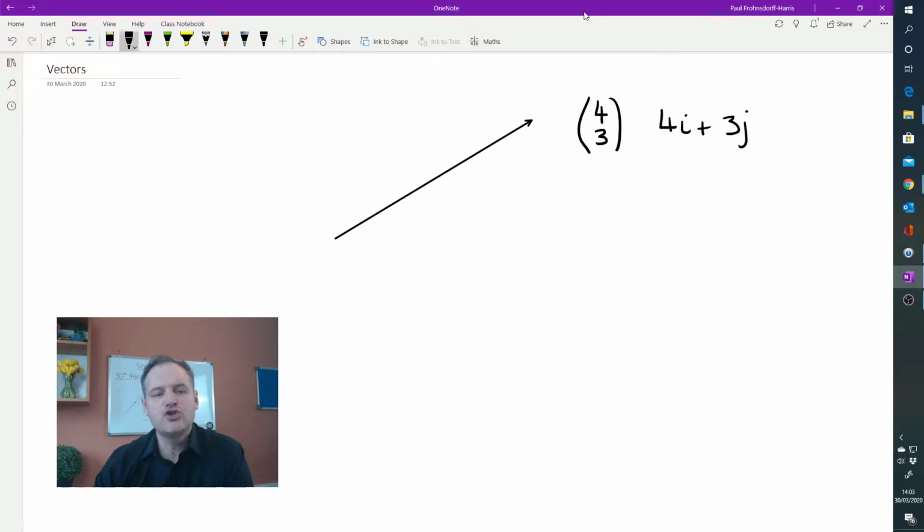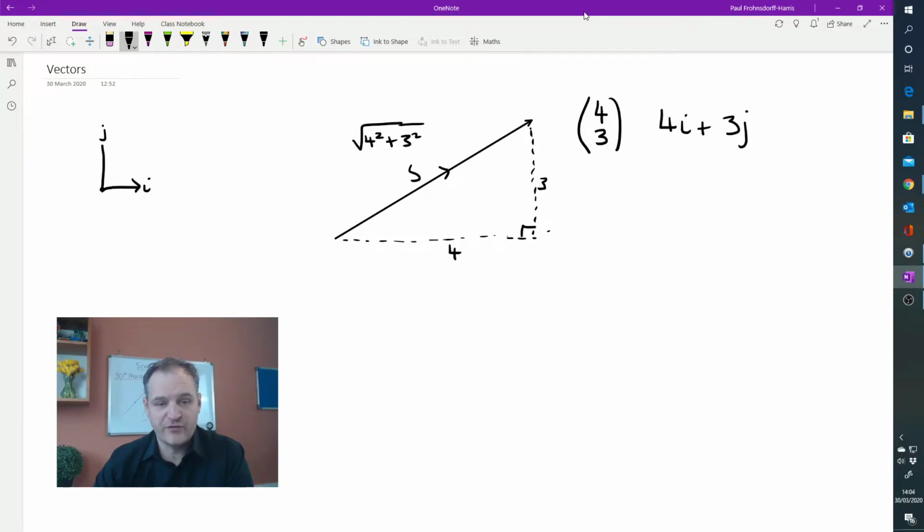i and j are unit vectors in the direction of i and j. This is going 4 in this direction and 3 up from the origin, or from where it's starting. So we can say that this goes along 4 and up 3. Therefore, it shouldn't take too much imagination to realise that to find the length of this one, we have a 3, 4, 5 triangle. We can go the square root of 4 squared plus 3 squared, and we know this is 5.